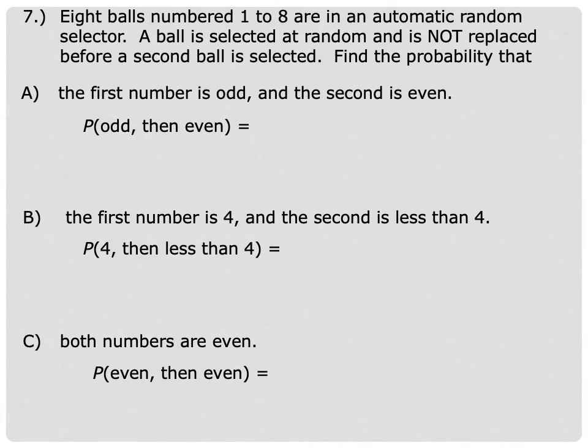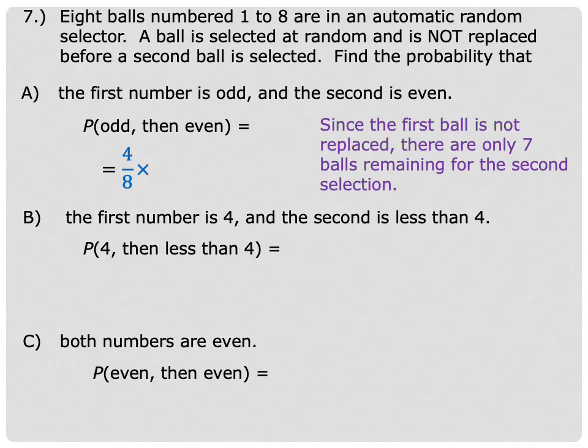All right, number 7. 8 balls numbered 1 through 8 are in an automatic random selector. A ball is selected at random and it's not replaced before a second ball is selected. Find the probability that the first number is odd and the second number is even. So think about it. You're pulling out a ball and it's going to be numbered 1 through 8. So if I want the probability that my first one is going to be odd, my odd numbers would be the 1, 3, 5, 7. So there's going to be 4 odd numbers out of 8 total.